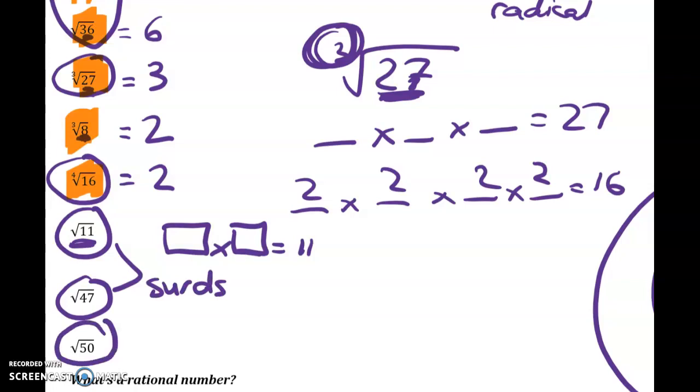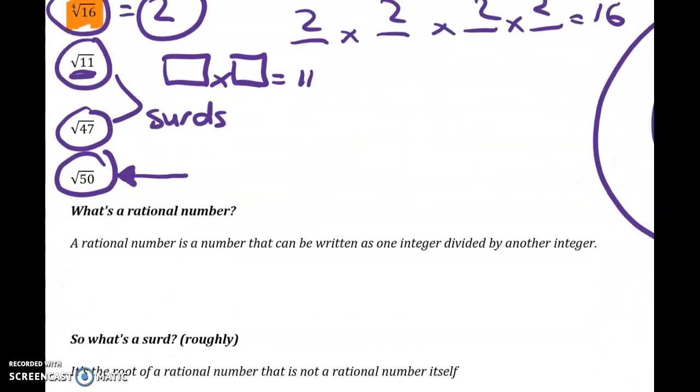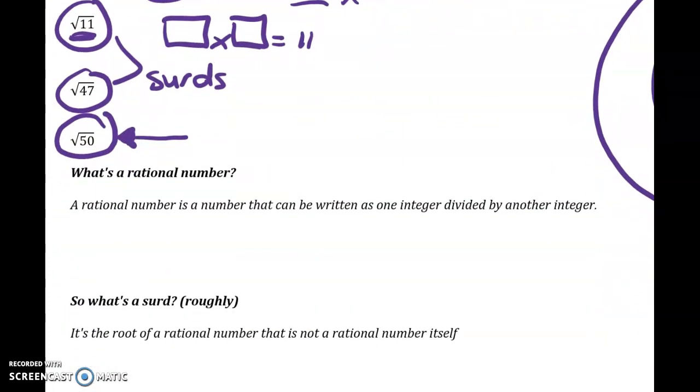Now, what about the square root of 50? Well, this is one where we can simplify it, but not all the way down to it being an integer. So we're going to come back to that in a minute. So just a couple of notes for your book that I'd like you to take down, please. So write these out neatly.